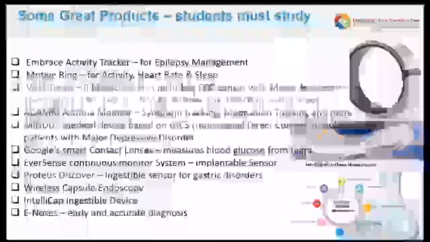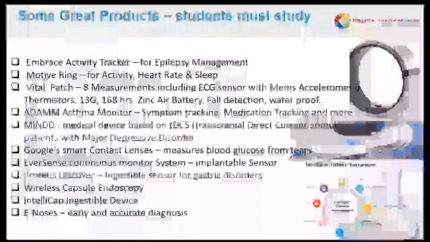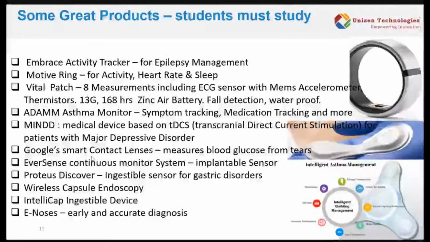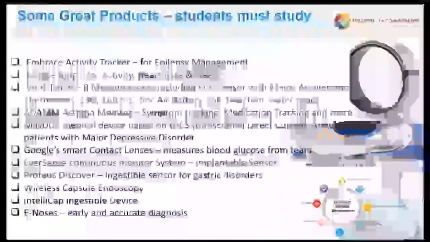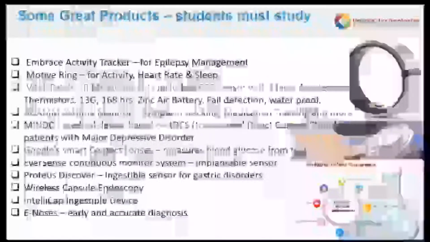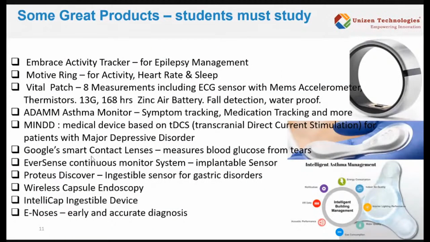The next one is called the Vital Patch. You can see the second picture, the one put on the hand. You put it on your chest somewhere, and it gives 8 measurements, including ECG sensing and other things. It has a MEMS accelerometer to find out the motion, and thermistors to find out the temperature. It is just about 13 grams, has 168 hours of zinc air battery, and it can identify fall detection also. If somebody is wearing it and they fall, it will detect it and inform the concerned people through the Bluetooth network. I'm not good in this, but I found this product seems to be very good.